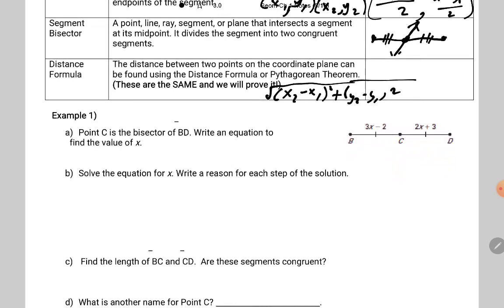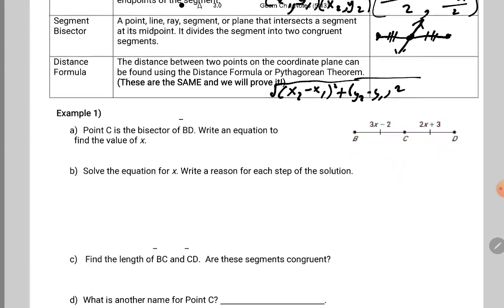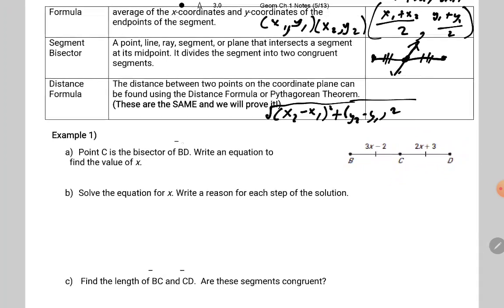Alright, let's do some examples. So my notes are a little bit incorrect, but point C is the bisector of segment BD. So remember, whenever you're labeling or naming something, always tell me what it is by whether it's a segment, put a bar on top, a line with arrowheads for a line. If it's a ray, then it has 1 arrowhead. Write an equation to find the value of x.